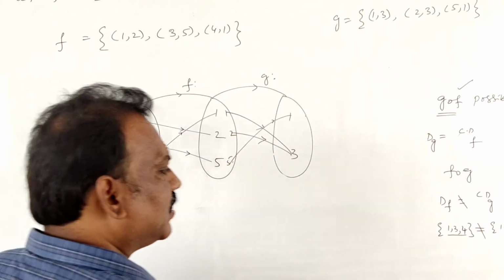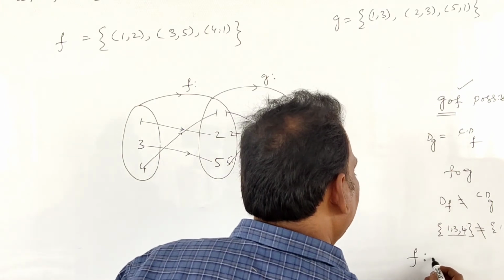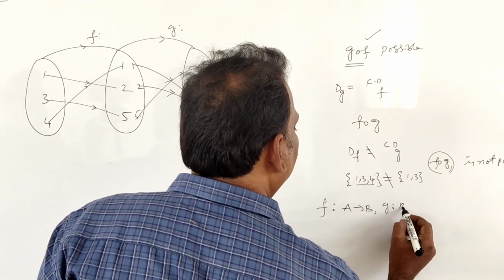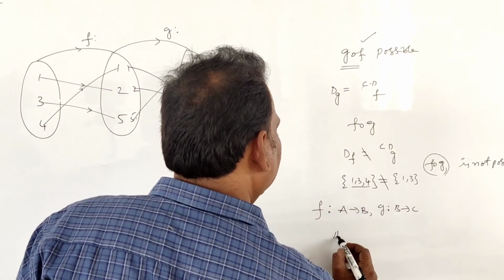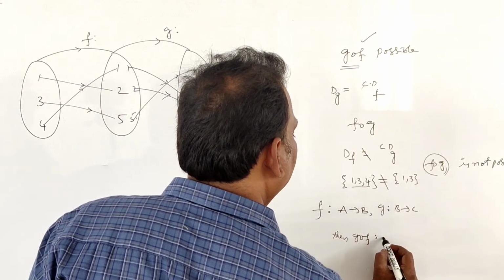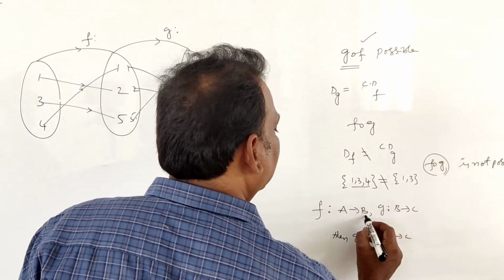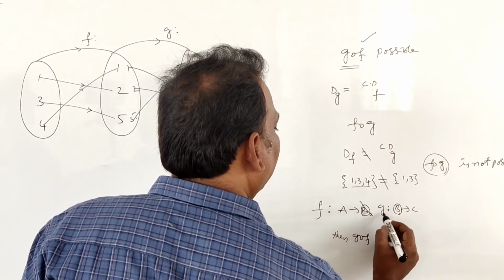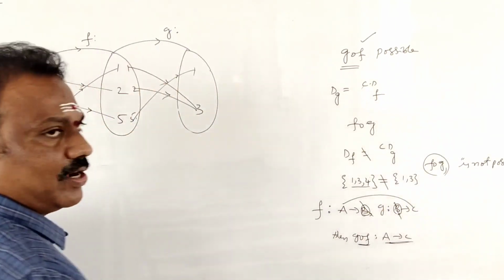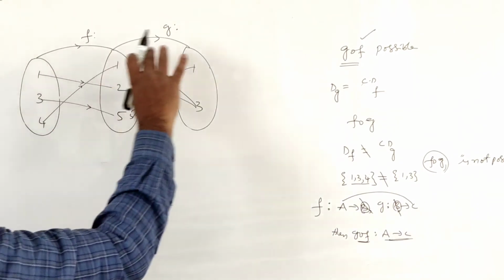We wrote it in the definition, you just recall it. F is a mapping from A to B and G is a mapping from B to C. Then G circle F is the composite function of F and G. Because these two are equal, we can remove these two. Now the composite function is a mapping from A to C. A to C means first set to last set.